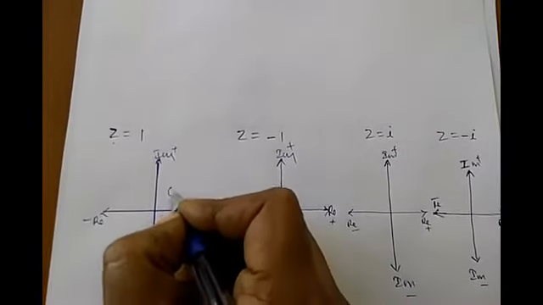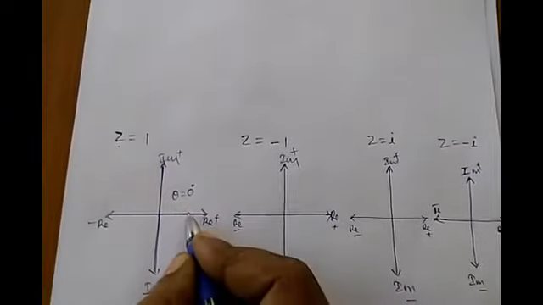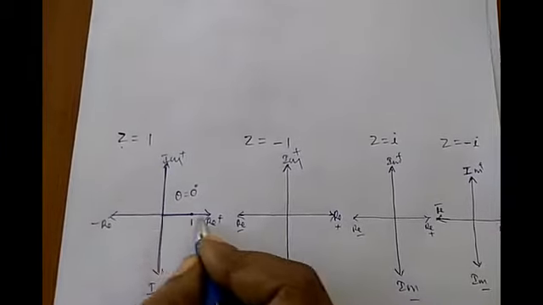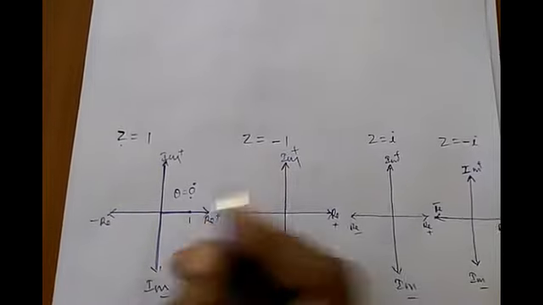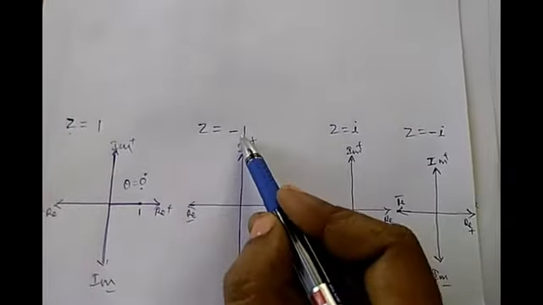0 degrees. Theta is here 0 degrees. It makes no angle with the positive real axis. So, theta is 0 degrees. Understood? Next, z equal to minus 1.